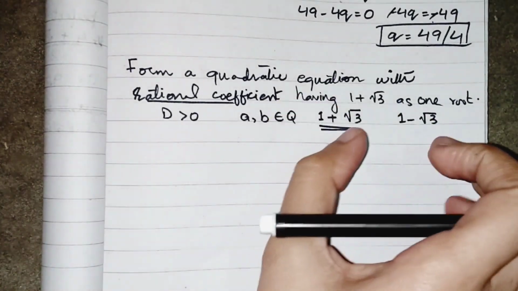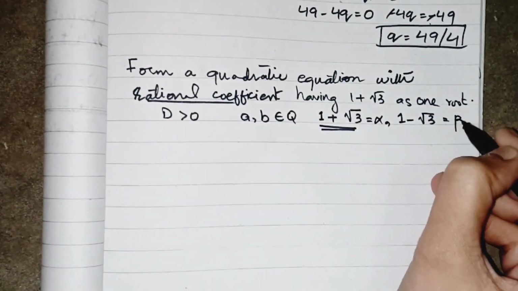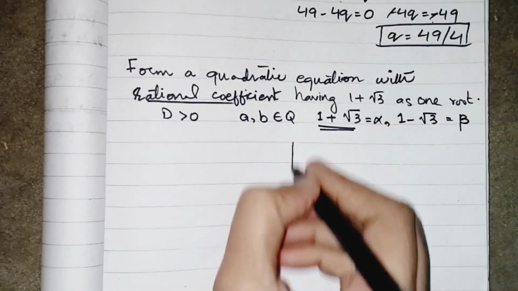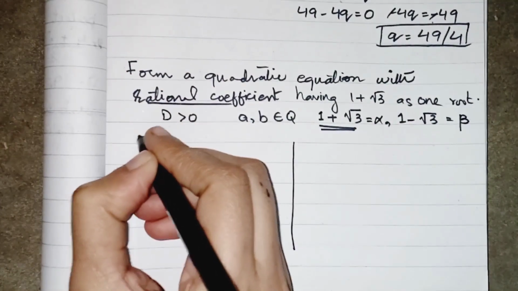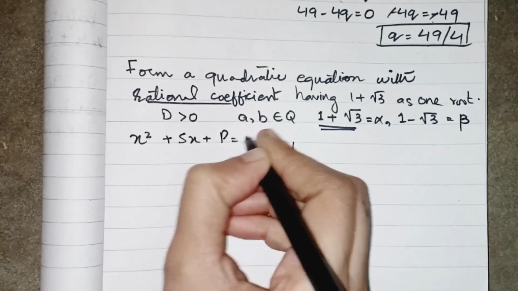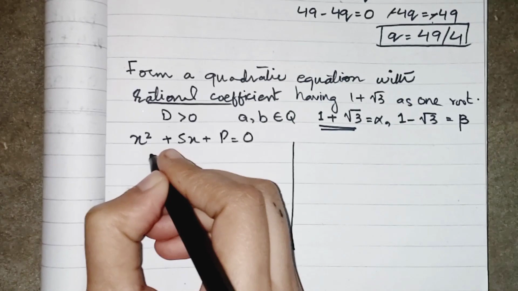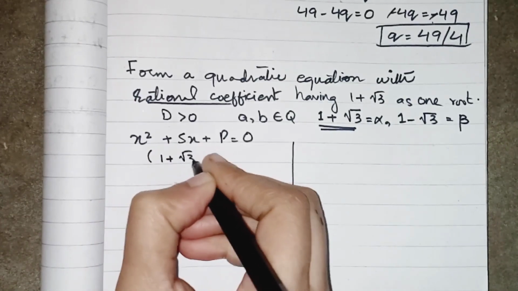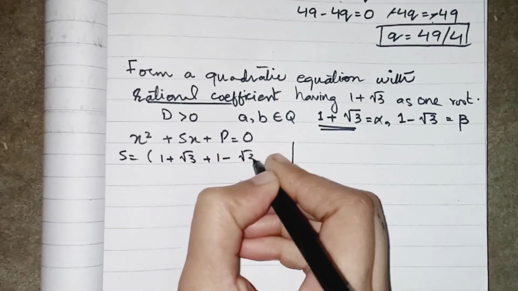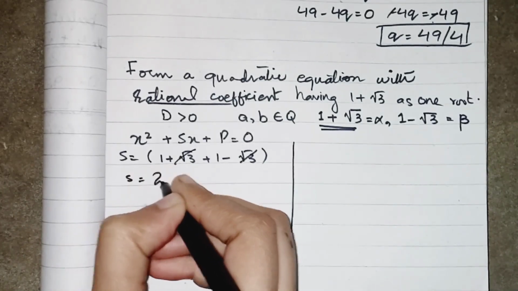Okay, so if this one is my alpha and this one is my beta, what would be my equation? We can use two methods over here. Number one, x square minus sum of roots times x plus product equals 0, which is the standard form. So the sum of both of them will be 1 plus root 3 plus 1 minus root 3. Plus root 3 and minus root 3 cancel out, so the sum is 2.